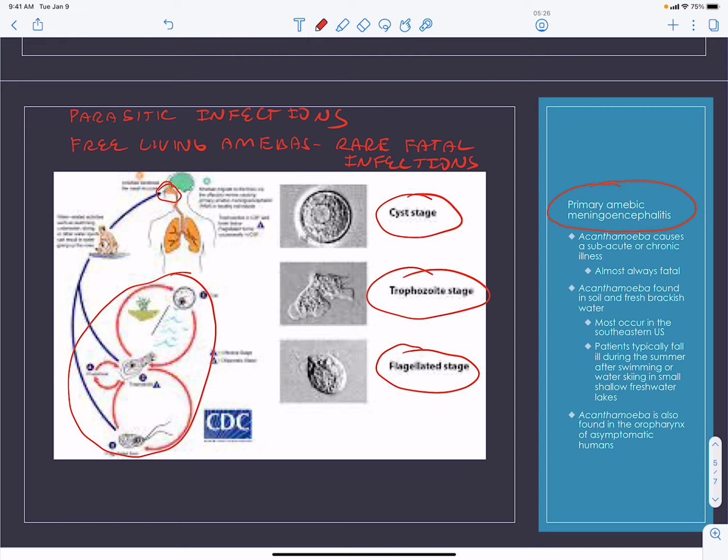Acanthamoeba likes to have soil and fresh brackish water. It's going to be most often in the southeast of the United States. And then patients are going to feel ill after swimming, and then it's going to progress very rapidly.